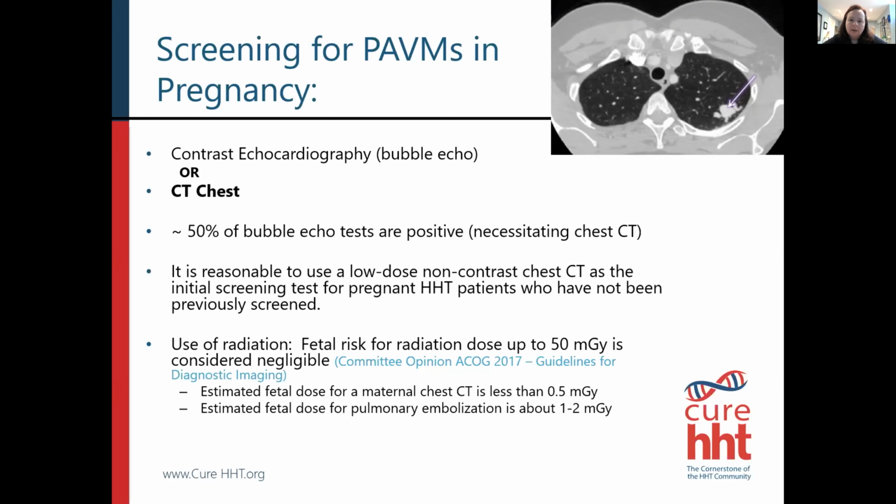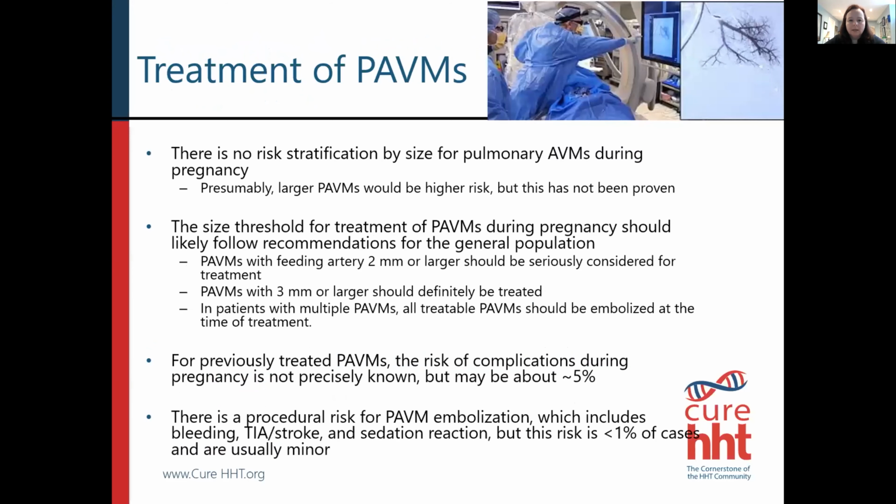So you can see this is tremendously lower than 50 and definitely a safe test. And the same can be said for pulmonary embolization. So again, that will use more radiation, but still about 1 to 2 milligrays, so much less than the 50 milligray that would be considered harmful to a developing fetus. So this is a safe test, and it's something that would be beneficial if you haven't been screened for pulmonary vascular malformations in pregnancy. This is highly recommended to undergo this test.